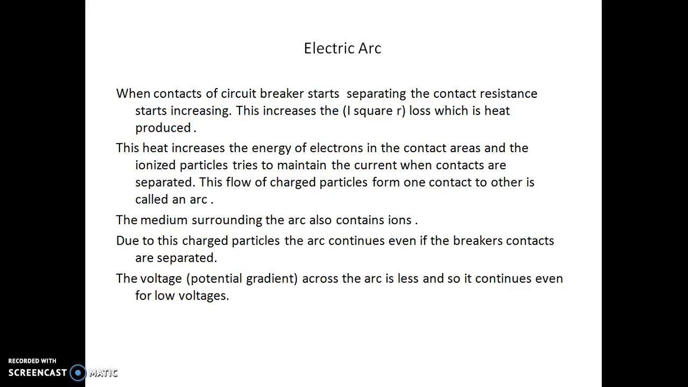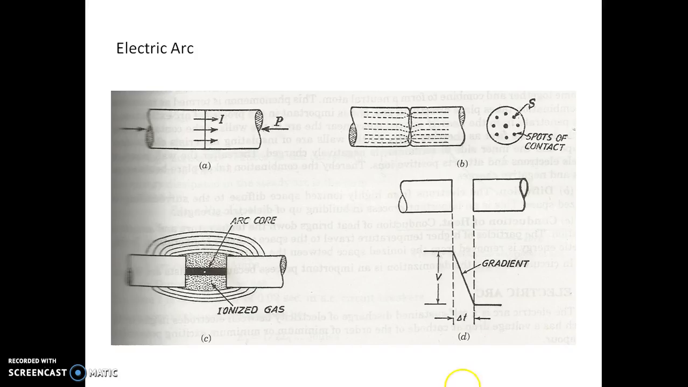The large current is there because of the fault. So this large current squared multiplied by the large resistance produces a great amount of heat. This heat increases the energy of the electrons in the contact areas, and the ionized particles try to maintain this current. When the contacts are separated, this flow of charged particles from one contact to another is called an arc. Actually, we will see this arc phenomenon.